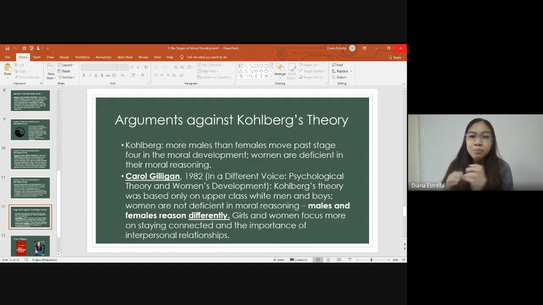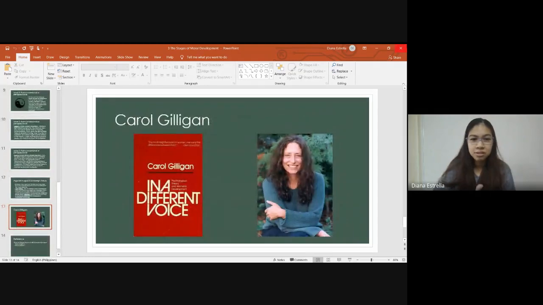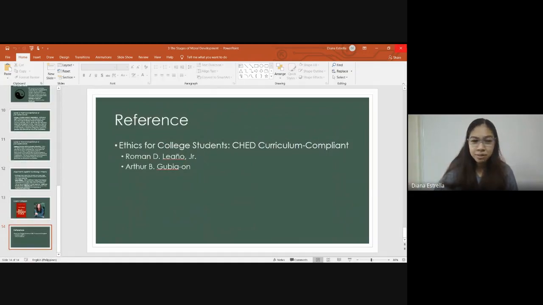So males and females reason differently. Okay, but not necessarily someone is higher or someone is lower than the other. Okay, so yon. And then the last, ito pala, sorry, ito yung libro ni Carol Gilligan. Yung last criticism, hindi ko na ilagay dito sa PowerPoint presentation ko. Ang last na criticism kay Kohlberg is yung idea na human beings seem to have different stages, pwede kang mag-go into different stages, no, depending sa context, okay?